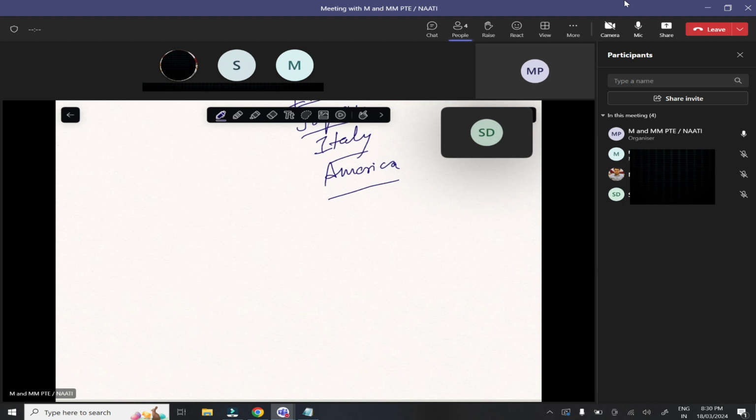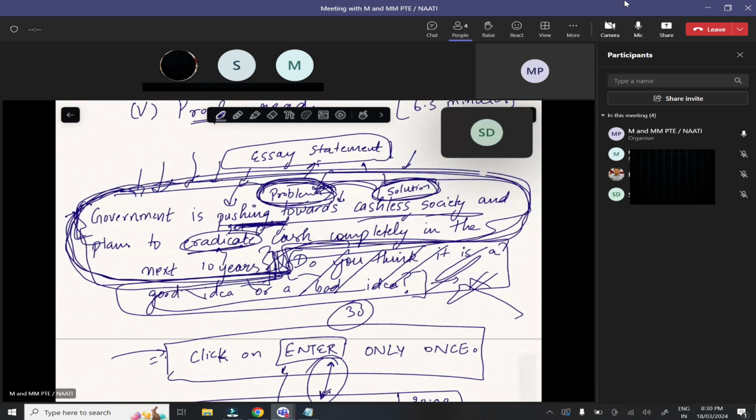Because we mentioned a problem, I'll look at my essay topic statement, which was government is pushing towards a cashless society and plans to eradicate cash completely in the next 10 years. So I would say, in conclusion, cashless society has many drawbacks. Or, in conclusion, cashless society has so many negative impacts. Or, in conclusion, cashless society has so many negative points. Even simpler, in conclusion, cashless society is not a good thing.